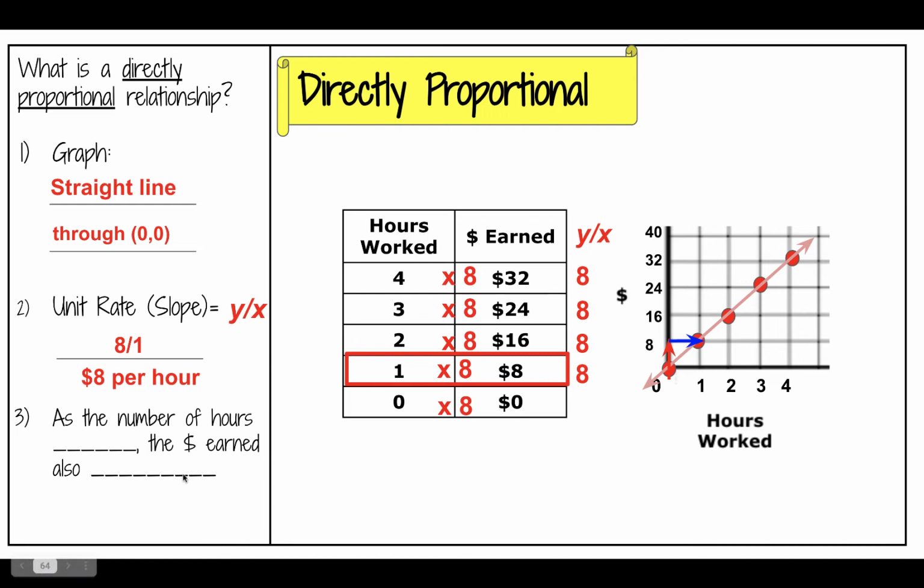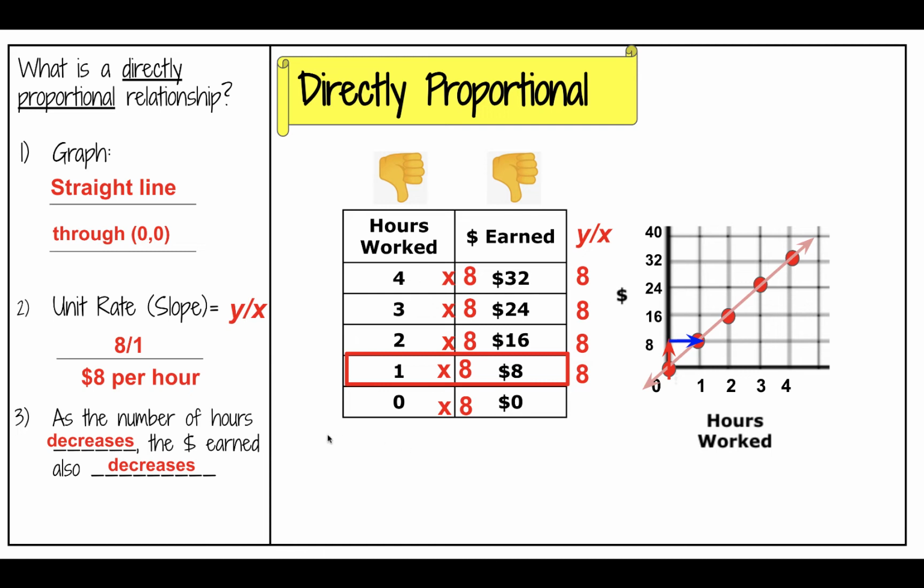Lastly, I want you to look at the number of hours. Notice how they're going down. As hours worked goes down, what happens to the money earned? The money earned goes down as well. It decreases. Notice how I have 2 thumbs down. My x and y values are going the same direction there. They're directly proportional. On the left-hand side, make sure you have everything filled in.